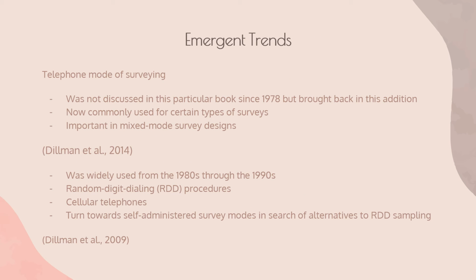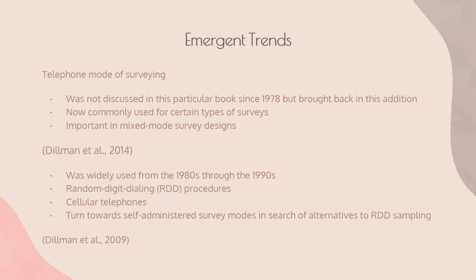An emergent trend in survey research that is also kind of a historical trend is the telephone mode of surveying. It was not discussed in this particular textbook since 1978, but it was brought back into this edition as well as partially discussed in the 3rd edition in 2009. Telephone as a mode of surveying is now commonly used for certain types of surveys and is especially important in mixed mode survey designs, which we will be conducting with our research project.